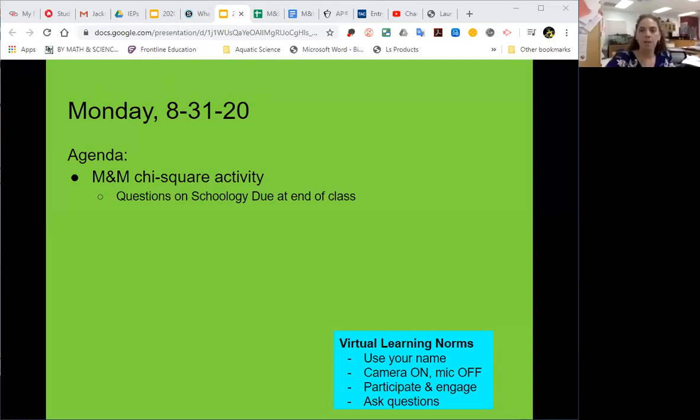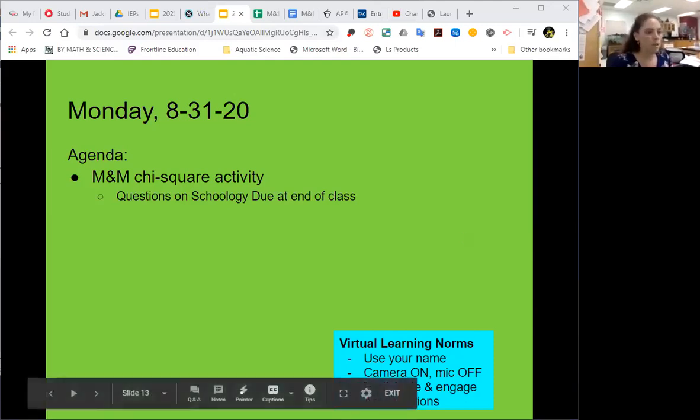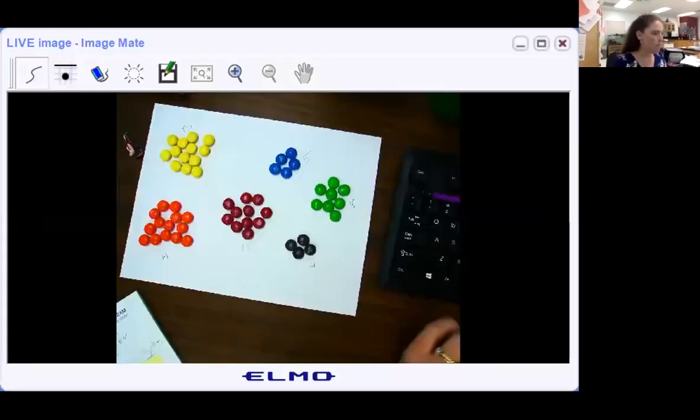Hello, we're going to talk about our M&M chi-squared activity. When you're finished, it should be turned into Schoology by the end of today. So hopefully you went out and collected some M&Ms. If not, here is my collection of M&Ms. This came out of a normal size bag of plain M&Ms.